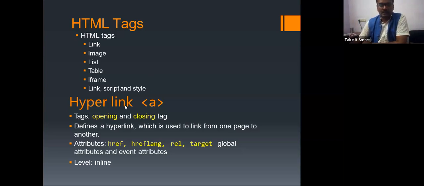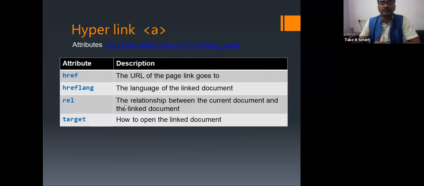So hyperlink: how to create the hyperlink, why to create the hyperlink, where to create the hyperlink. Using this link, we can link any images, or we can call any other pages, and it will have the opening and closing tags. It is used to link from one page to another page. It will have attributes. So what are the attributes? href and target. These are the attributes, which we are going to see in the program during the program execution.